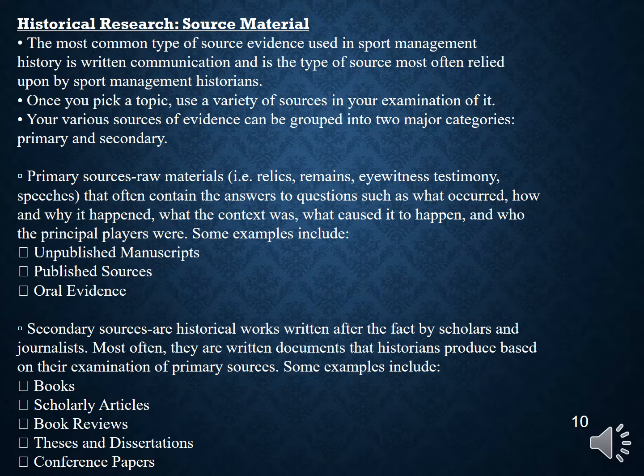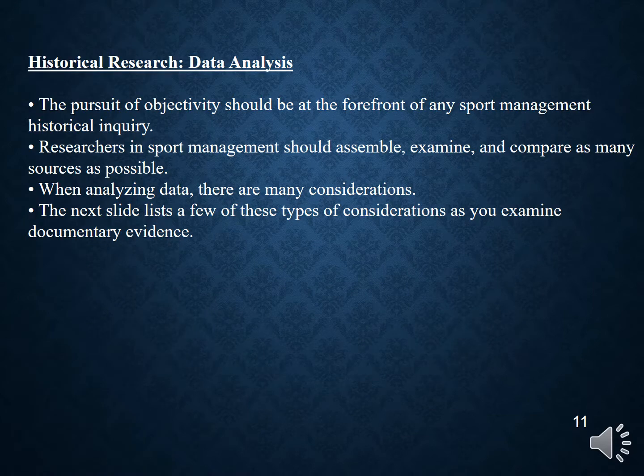An additional source is the secondary source. Secondary sources are historical works written after the fact by scholars as well as journalists. Most often, they are written documents that historians produce based upon their examination of primary sources. Some examples include books, scholarly articles, book reviews, theses, or dissertations, as well as even conference papers. So these source materials play a valuable part in historical research.